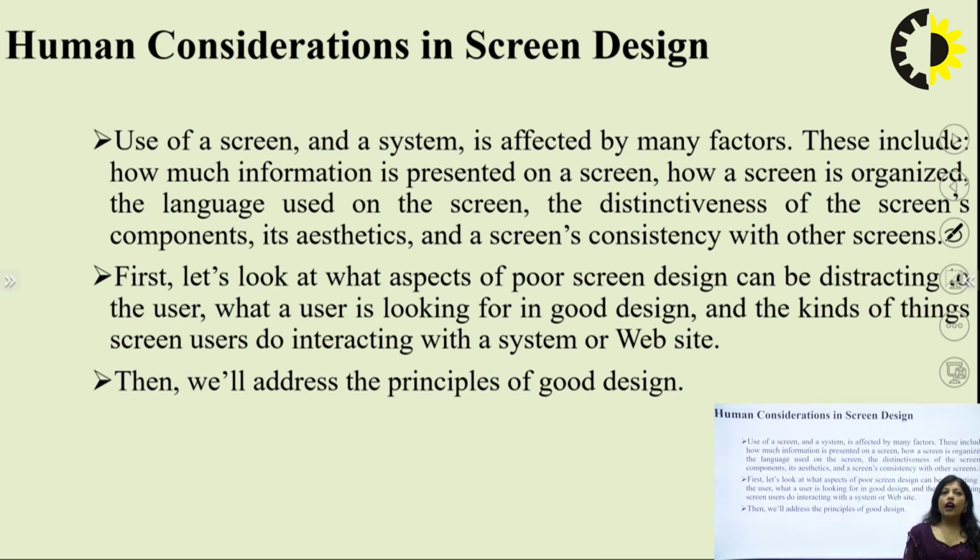And the other factors included the distinctiveness of the screen components. In the screen there are some screen components, like the logo of the screen, text of the screen, graphics of the screen, buttons on the screen. So these are all the screen components. We also make sure that the relationship between the screen components is not overlapping.